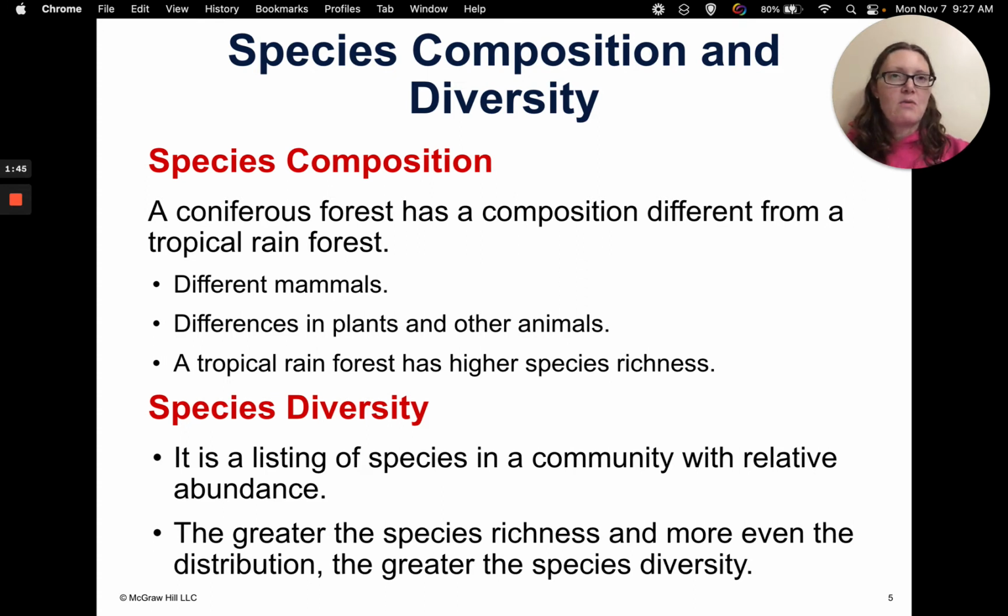So what numbers are available. The greater the species richness and the more even the distribution, the greater the species diversity. So composition is like what types, and the diversity is how many different types there are.